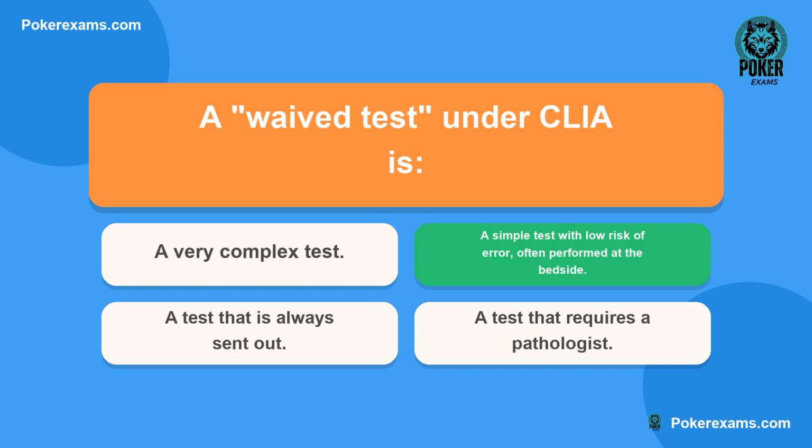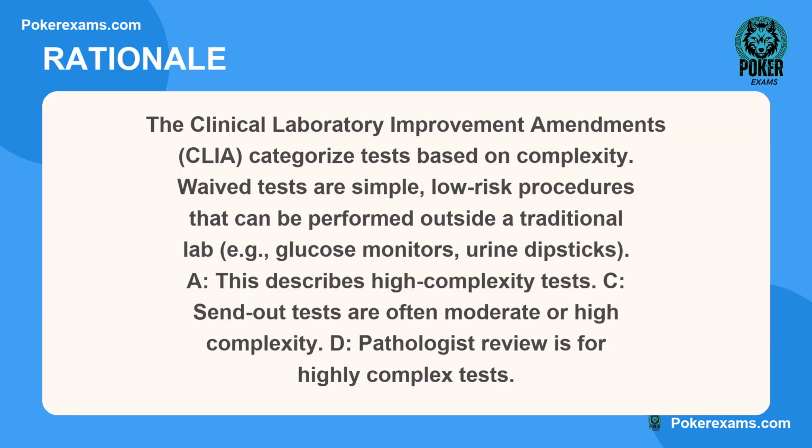The correct answer is B. Here is why. The Clinical Laboratory Improvement Amendments, CLIA, categorize tests based on complexity. Waived tests are simple, low-risk procedures that can be performed outside a traditional lab, e.g., glucose monitors, urine dipsticks.